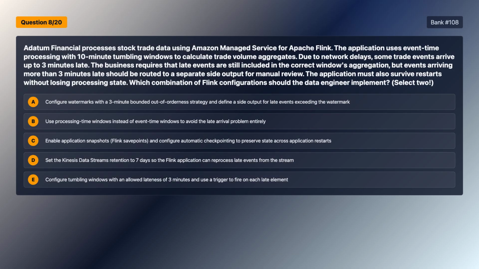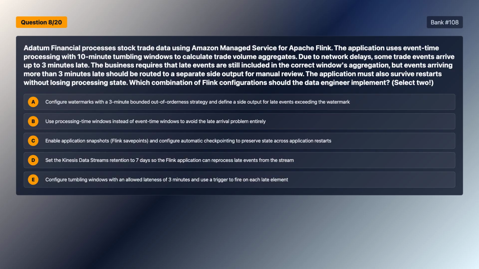Question 8. Adatum Financial processes stock trade data using Amazon Managed Service for Apache Flink. The application uses event time processing with 10-minute tumbling windows to calculate trade volume aggregates. Due to network delays, some trade events arrive up to 3 minutes late. The business requires that late events are still included in the correct window's aggregation, but events arriving more than 3 minutes late should be routed to a separate side output for manual review. The application must also survive restarts without losing processing state. Which combination of Flink configurations should the data engineer implement?